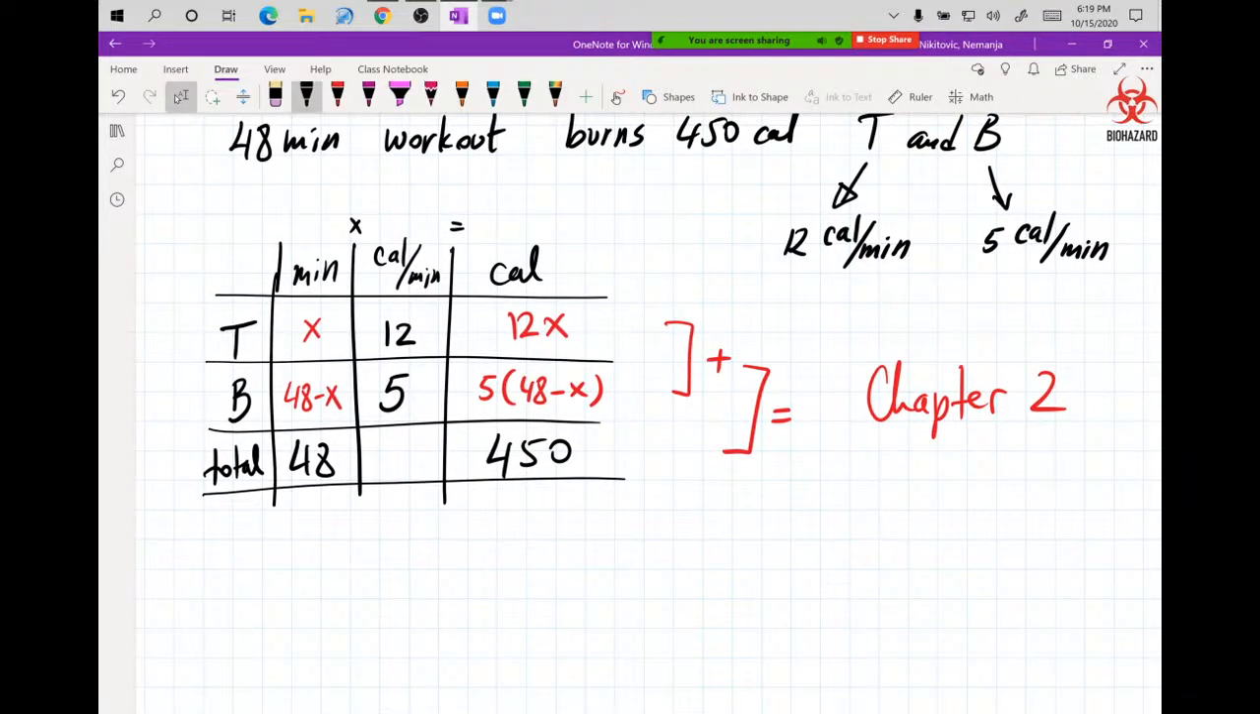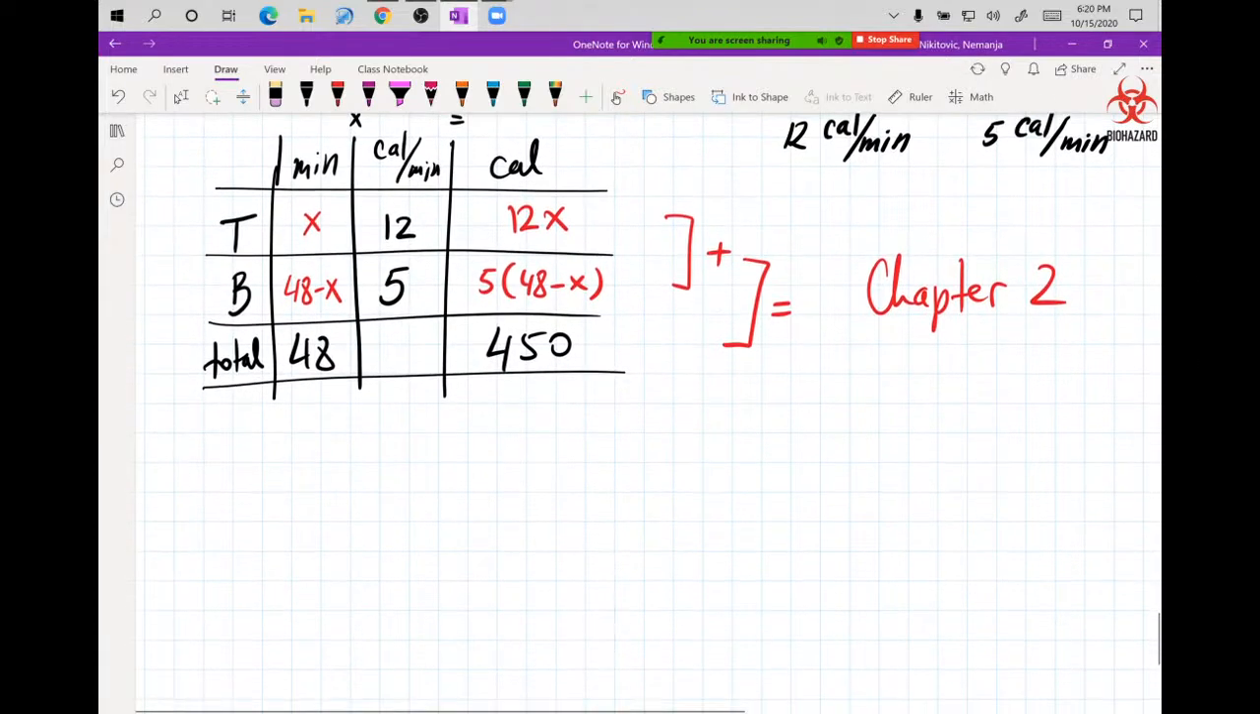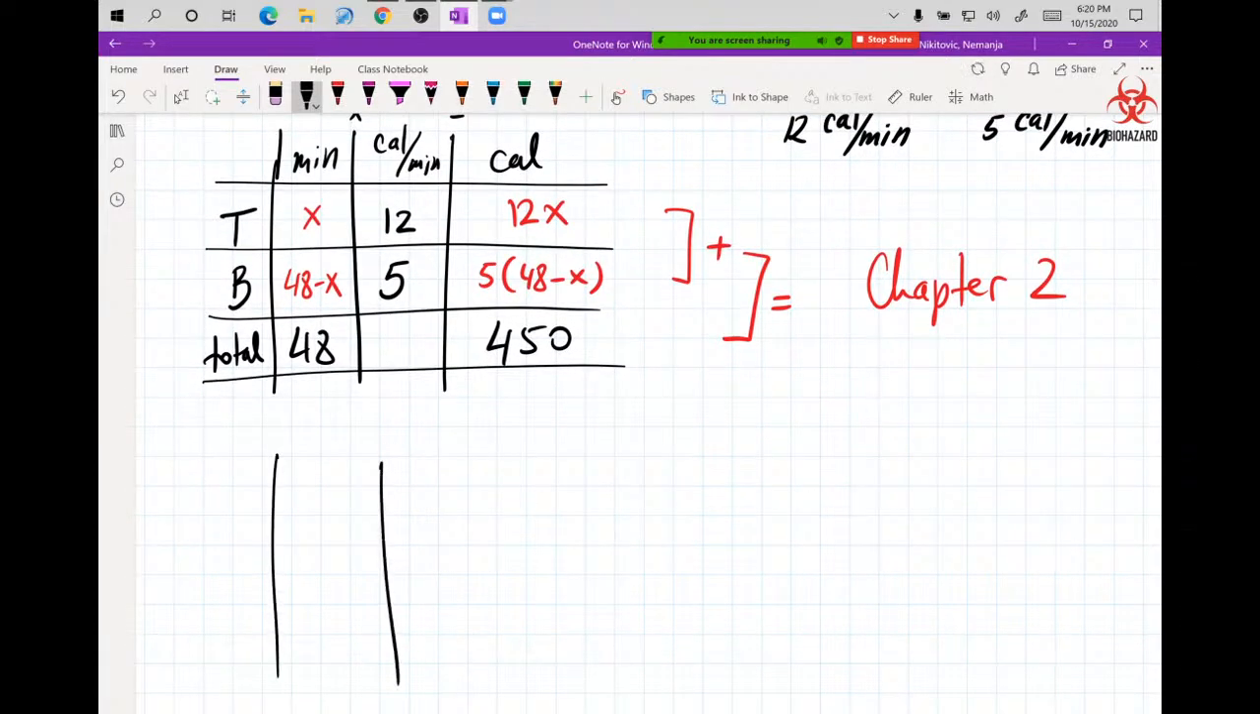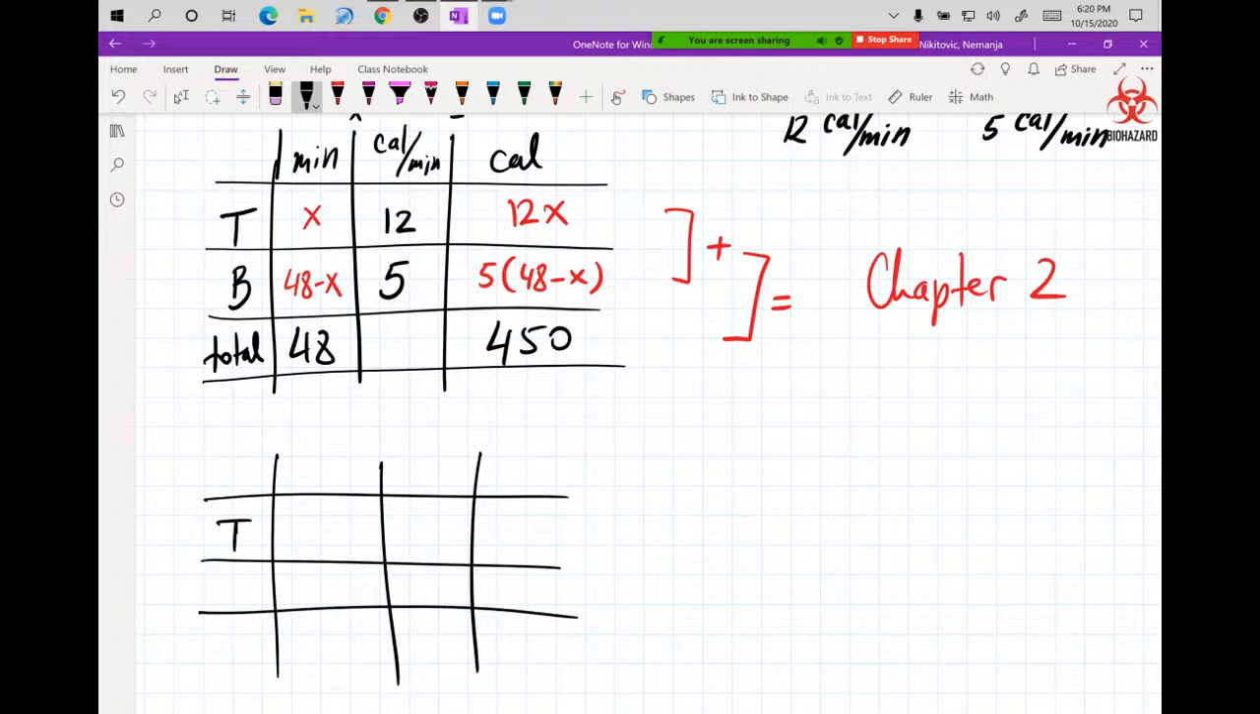Now, how's chapter 4 different? Well, it's going to give you the same answer, but now instead of writing 48 minus x here, we're going to put a y, and then you're going to have two equations to play with. So absolutely the same chart, because it's the same information given to us. We have a treadmill, the bicycle, the total, our 48 minutes, our 12 and a 5, and a total of 450 calories lost in 48 minutes.